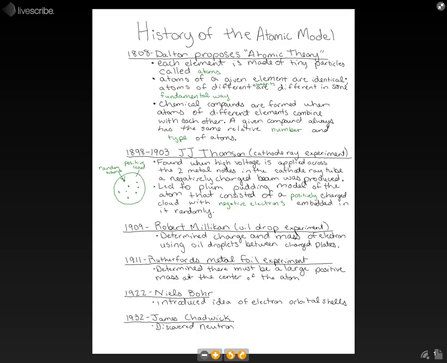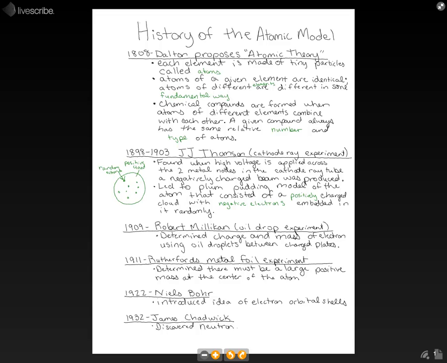So the next step was in 1911 when Rutherford's metal foil experiment occurred, and that determined that there must be a large positive mass at the center of the atom, which disproved the plum pudding model that J.J. Thomson had proposed. The way Rutherford knew this was because he was shooting particles at metal foil, and he kept getting things bouncing off. In the plum pudding model, you would have rays go straight through because the electrons wouldn't be large enough to stop anything. However, if there's a large mass in the center, things would bounce off it.